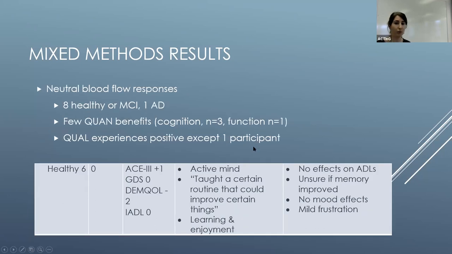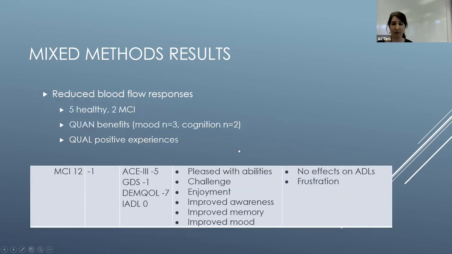In terms of the neutral group, these are participants that didn't have an increase or a decrease in their blood flow after training. Most were healthy, had very few quantitative benefits that we could measure, but most of the qualitative experiences were quite positive. So things that were coming out there were that they thought it was good to have an active mind to keep stimulated. They were taught routines and strategies that they could use. And they found that they'd learned things and they enjoyed it as well. And most of them didn't identify any self-reported improvements either, which did align with what we saw quantitatively on the questionnaires that we did with them.